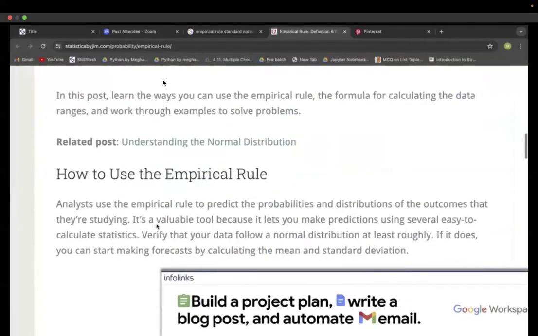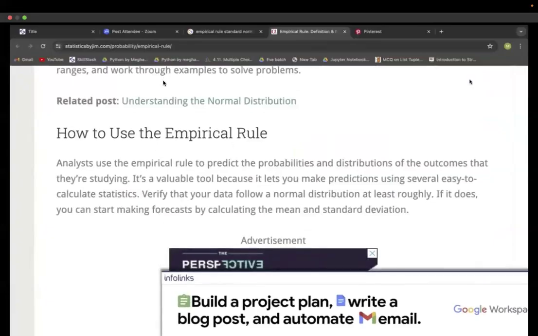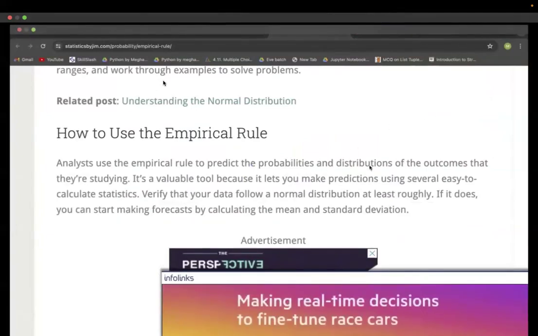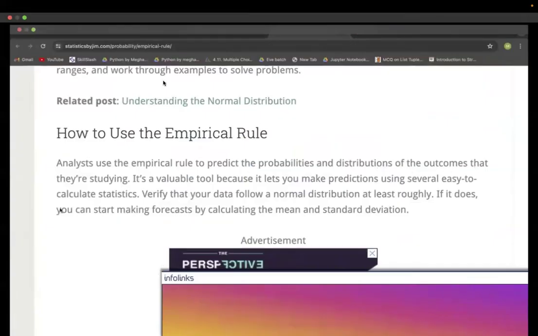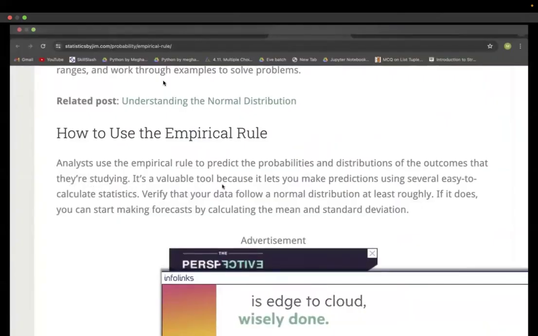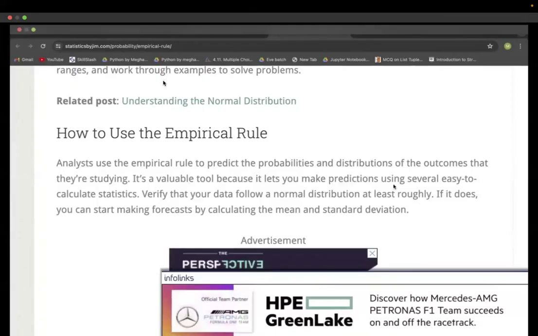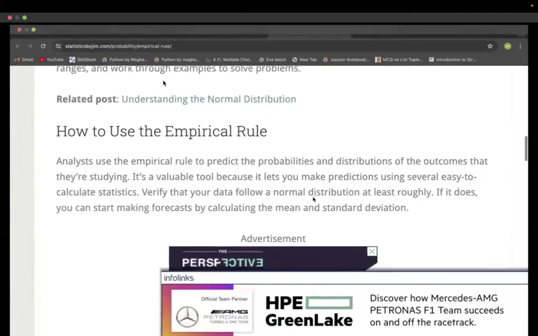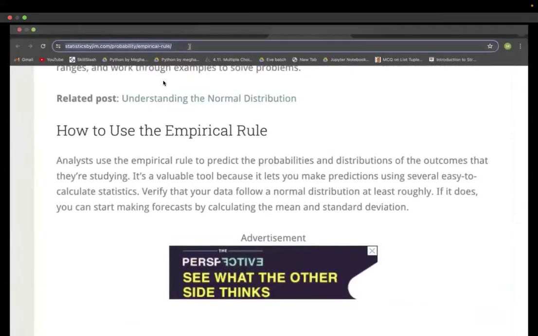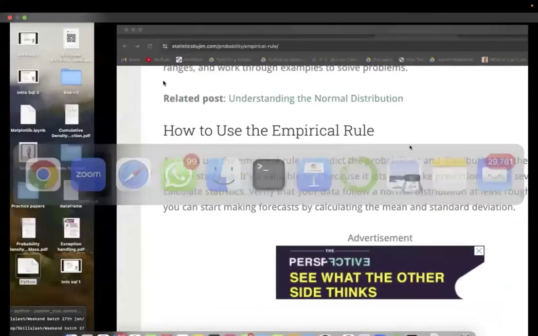Now, how to use the empirical rule? Analysts use the empirical rule to predict the probability and distribution of the outcome that they are studying. It's a valuable tool because it lets you make your prediction using several easy to calculate statistics. Getting the point of what it is trying to say? You can read this from the website. I'm dropping it in your chat box.